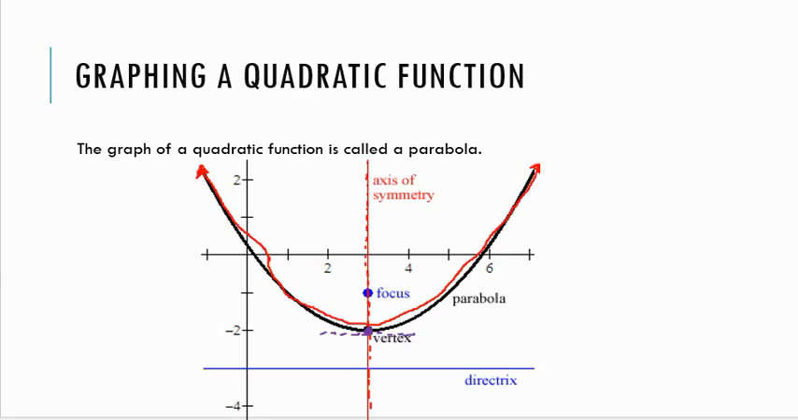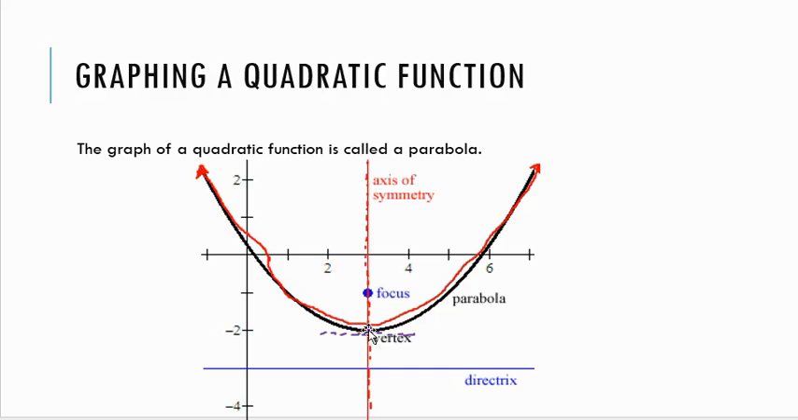Parabolas have two things we're going to talk about today. They have what's called an axis of symmetry. It's this straight line that goes through the center of the parabola. It's vertical. So a vertical straight line that goes through the center of the parabola.